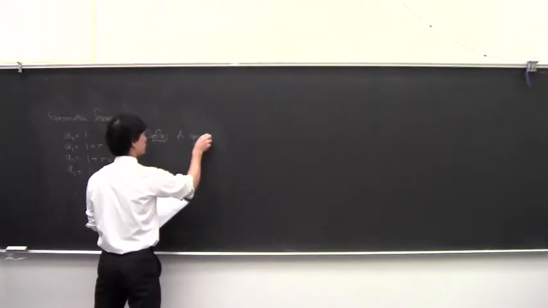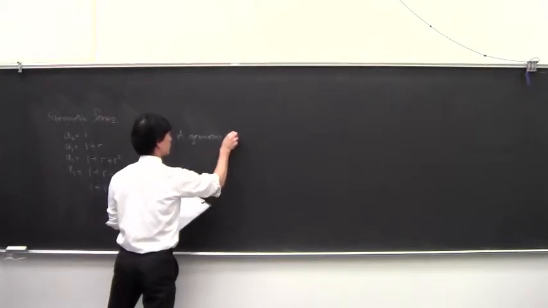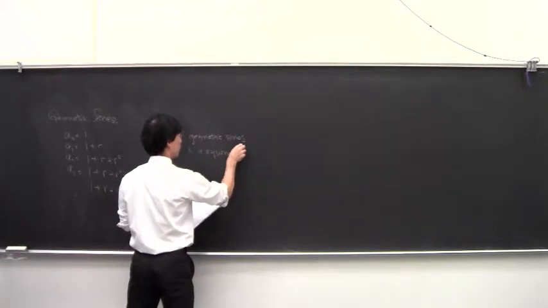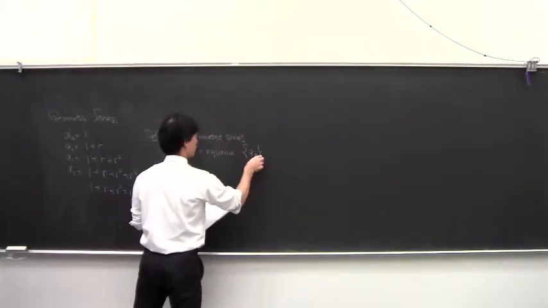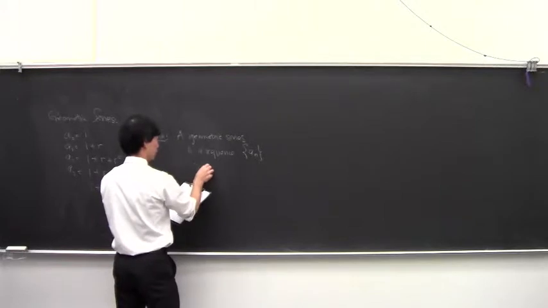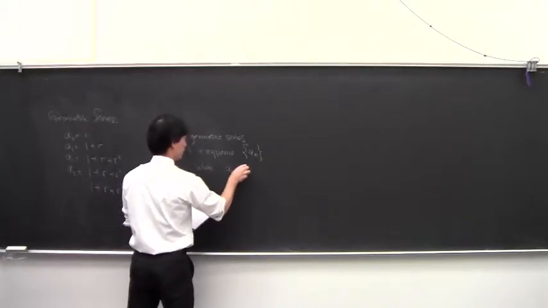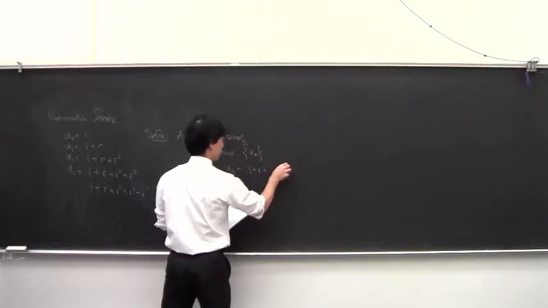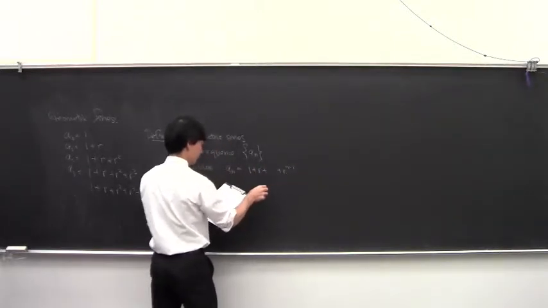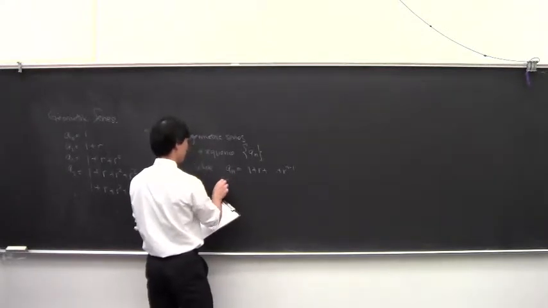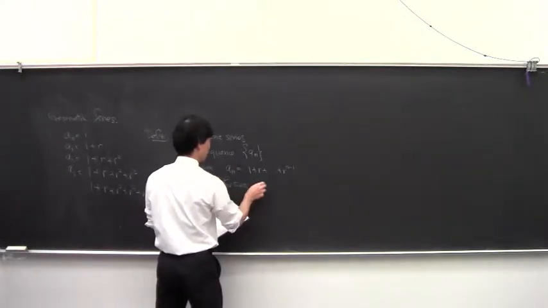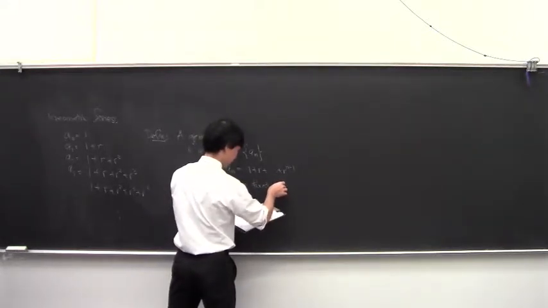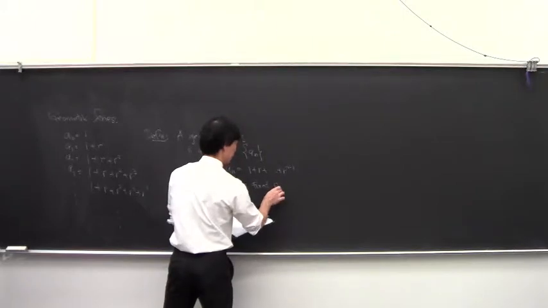Okay. So a geometric series is a sequence a sub n where a sub n is 1 plus r plus up to r to the n minus 1, for some fixed r, some fixed r, a real number.